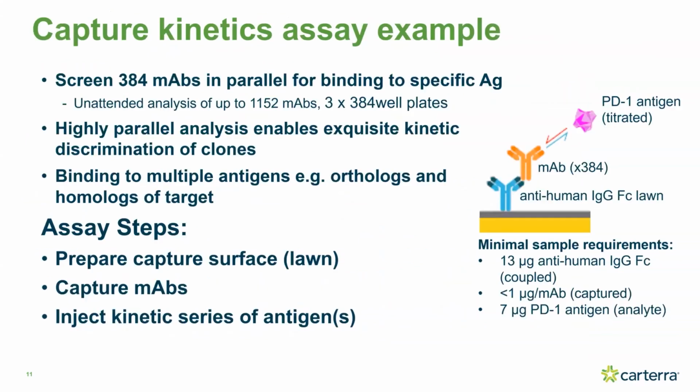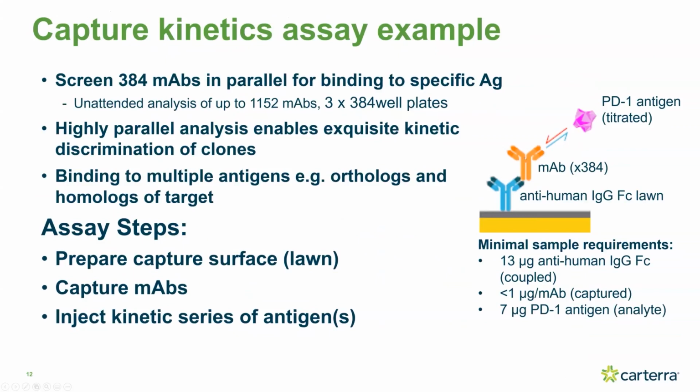Now we're going to go and do an example of a capture kinetics assay. And this is a very standard assay format for us to run on the LSA. Some of the details are here. So we made an anti-human IgG Fc lawn surface, meaning that we used a single flow cell to create a capture surface over the entire array area using this polyclonal anti-Fc antibody. It used 13 micrograms of that antibody to prepare that surface.